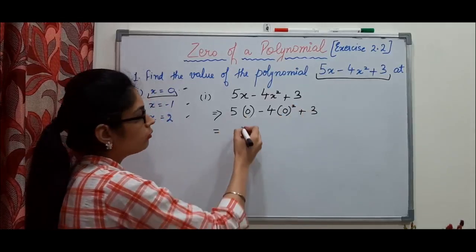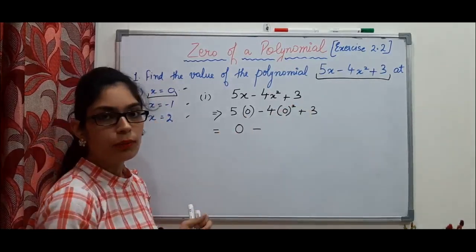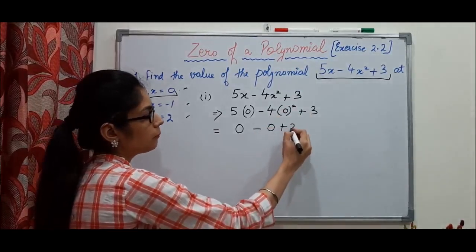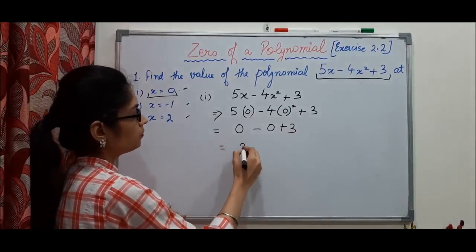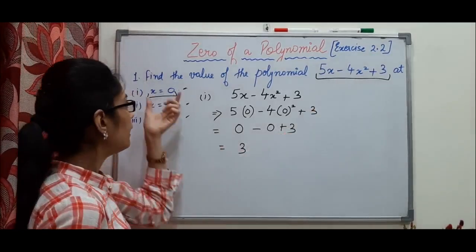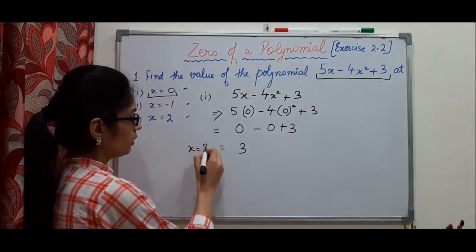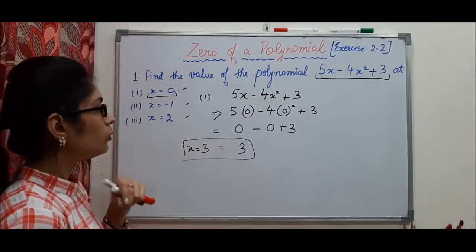5 into 0 will be 0. Minus 4 into 0, because the square of 0 again will be 0. So 4 into 0 again will be 0, plus 3. 0 minus 0, 0 plus 3 will be 3. So the value of this expression at x is equals to 0 is equals to 3. So very simple. Now let's try for x is equals to minus 1.